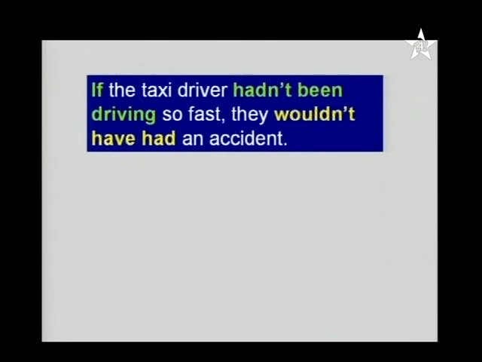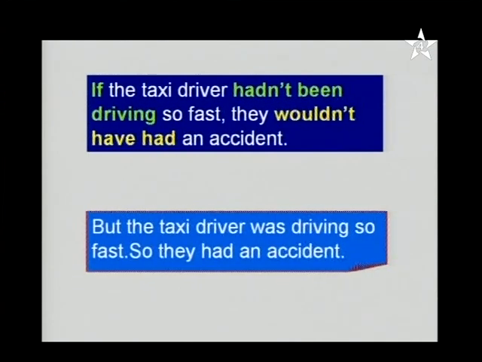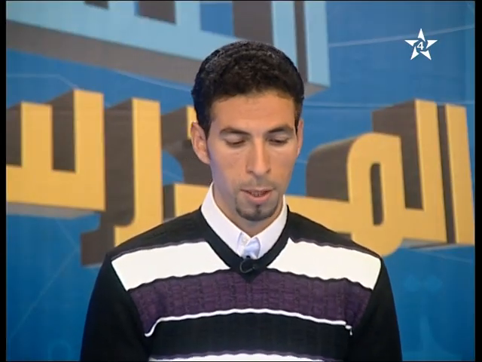Another sentence would be, if the taxi driver hadn't been driving so fast, they wouldn't have had an accident. What do you understand from this sentence? What we understand is the taxi driver was driving so fast, so they had an accident, okay? So they did have an accident. It took place. I mean, no way to change it.